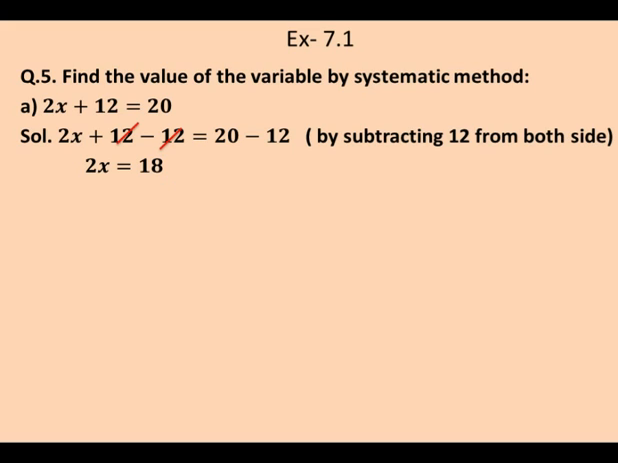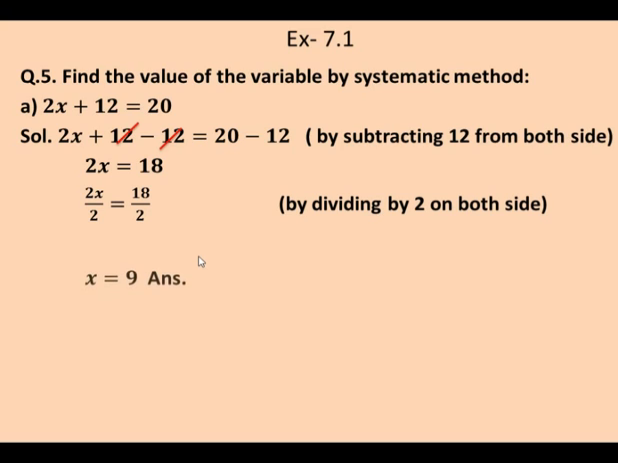Okay. Then what we have to do? 2x upon 2. I have divided by 2. Both the sides divided by 2. So x will be equal to 9, answer. Okay. In this way, using systematic method, you can find the value of variables.